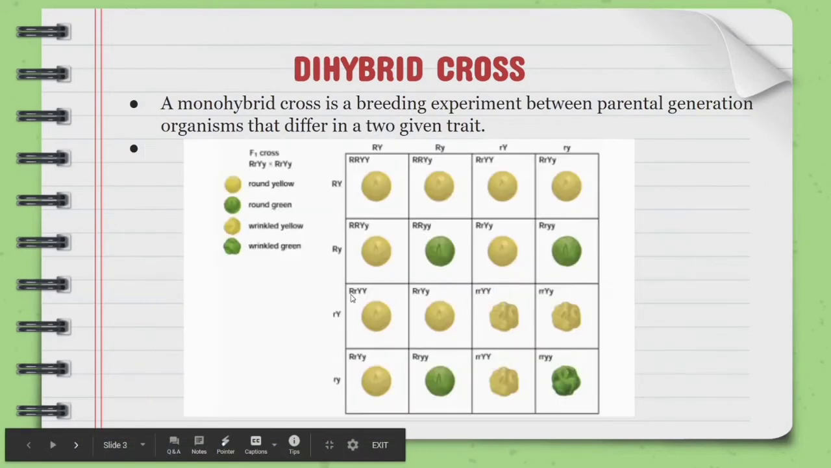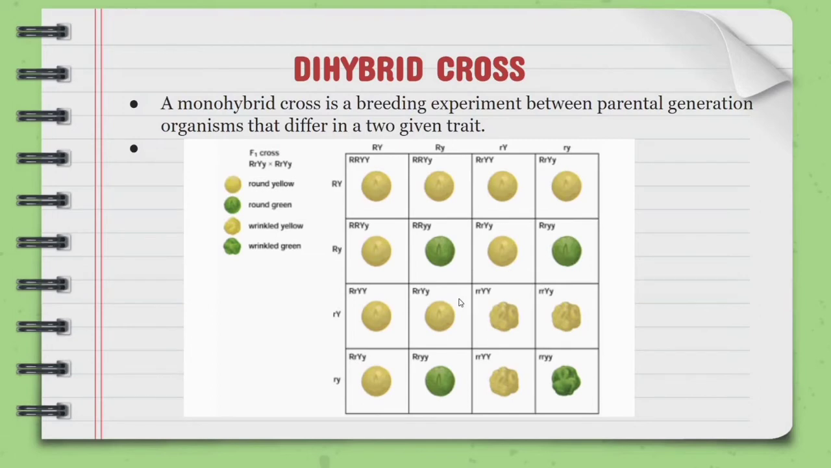Next is a dihybrid cross. This was also carried out by Gregor Mendel in order to put forward the theories of inheritance. In this hybridization breeding experiment, the parental generations differ in two given traits. Two characters are considered at a time. That means you take a parent plant that is tall and produces purple flowers, and the recessive parent that is dwarf and produces white flowers. You are considering two characters at a time, and that cross is known as a dihybrid cross.